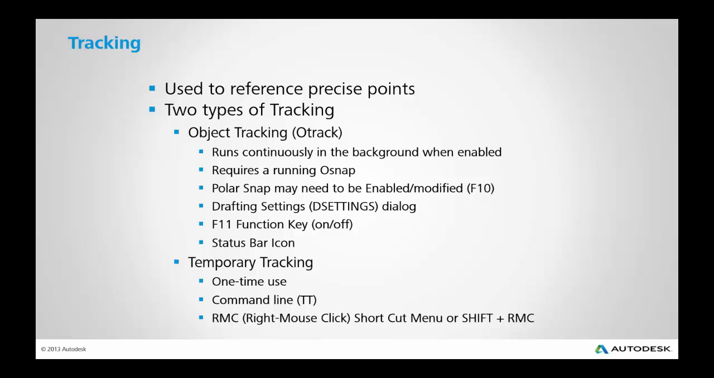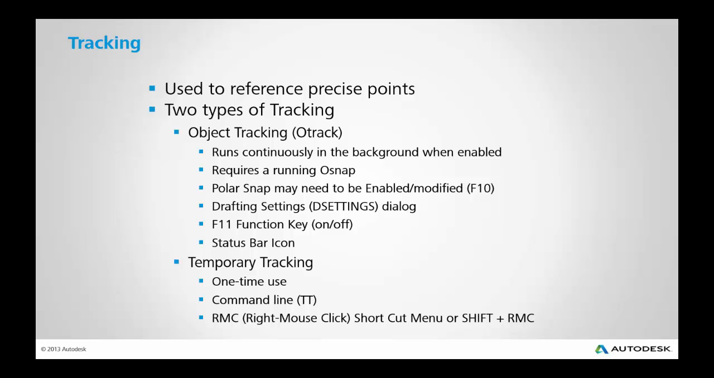You may need to modify polar snap or polar tracking, as it's also called, either by changing an angle or by enabling or disabling that function using F10. I'll talk more about modifying that angle as we move along. The drafting settings dialog will also control these drawing aids, and object tracking can be enabled or disabled using the F11 function key. Again, you can access all of these through the status bar icon.